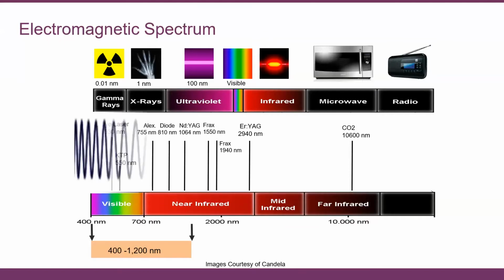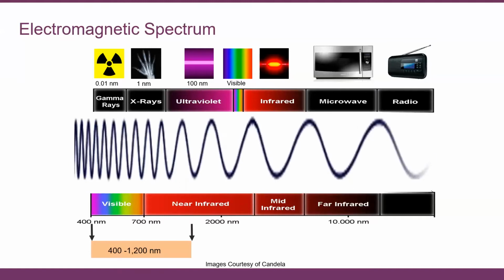As we move from 400 nanometers up to 10,000 nanometers, you can see that the distance between the peaks of these waves increases, and that's the length of that wave. With short waves, the distance between the peaks is very close. As the wave becomes longer and longer, the distance between those peaks increases, which is what we call long waves.